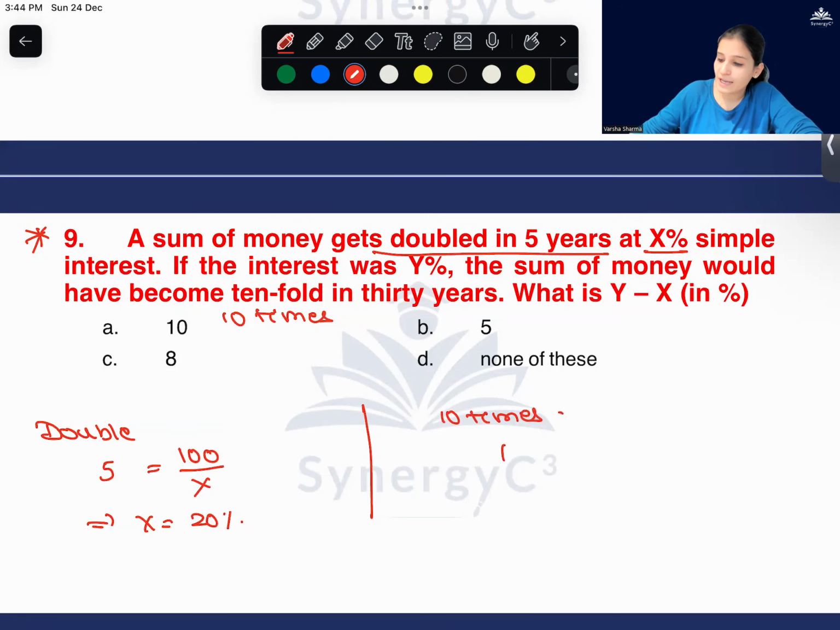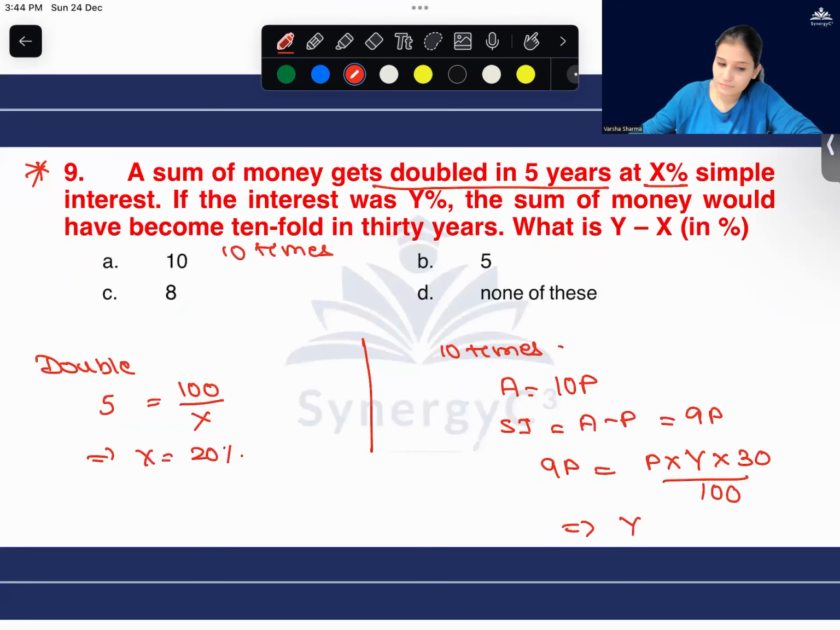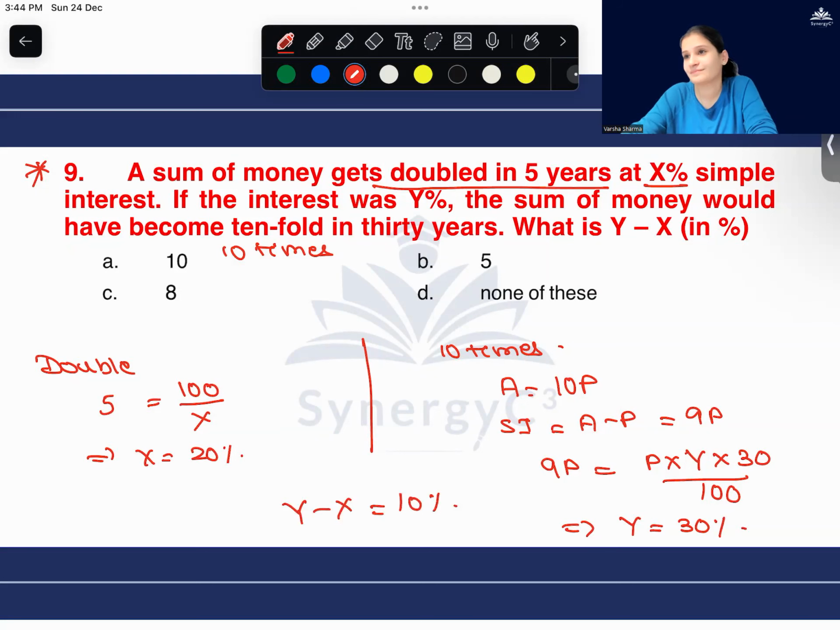If it becomes 10 times, now my amount will be 10 times of the principal. That means, so what will be my simple interest? 9P. So 9P will be equal to P into rate is Y, time is 30 years. Y comes out to be 30%. So what is the difference between Y and X? 10%.